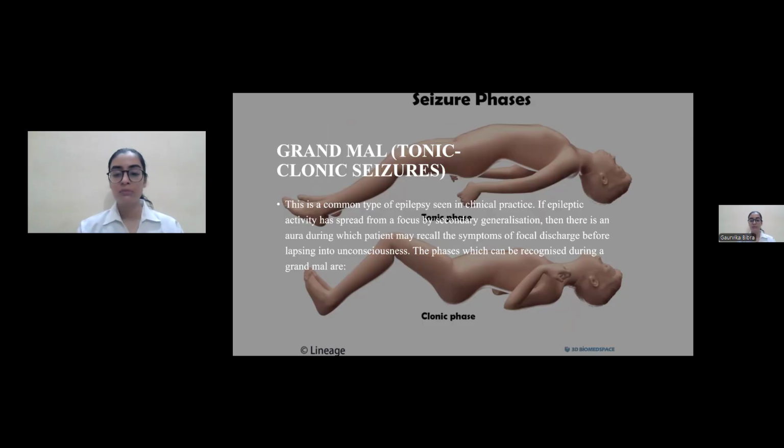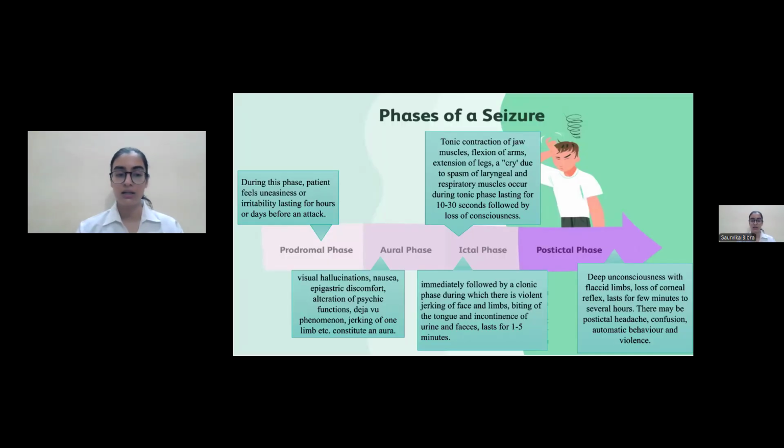The phases which can be recognized during a grand mal seizure are the prodromal phase, aural phase, ictal phase, and post-ictal phase. In the prodromal phase, the patient feels uneasiness or irritability lasting for hours or days before an attack. When the aural phase occurs, there could be visual hallucinations, nausea, epigastric discomfort, alteration of psychic functions, deja vu phenomena, jerking of one limb, etc. When the ictal phase occurs, there could be tonic contraction of the jaw muscle, flexion of the arm, extension of the leg.